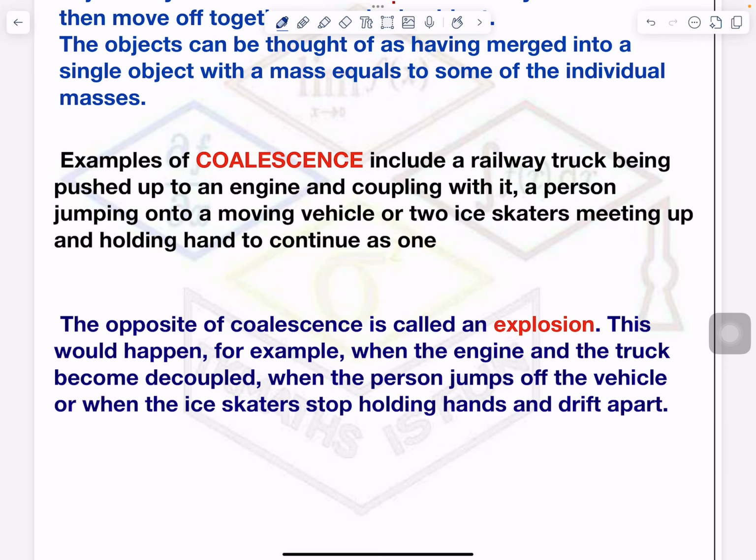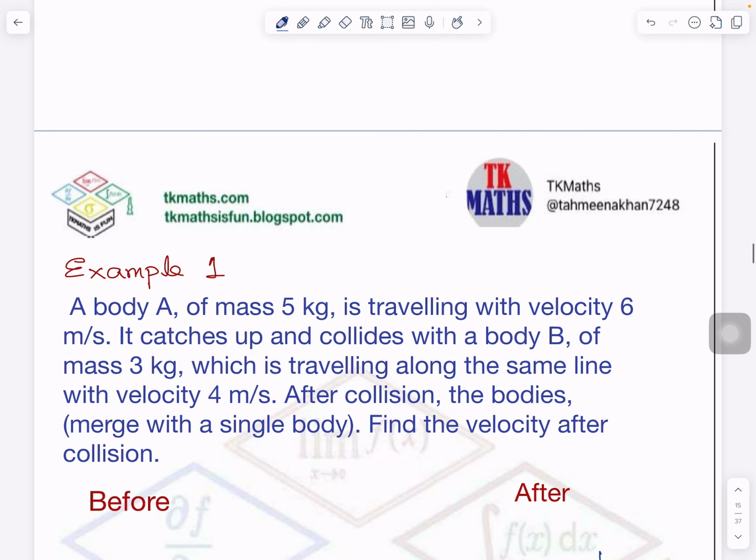The opposite of this is called explosion, which means when they get separated. For example, engine and truck become decoupled, or a person jumps off the vehicle. So these types of cases. Let's see here the example.